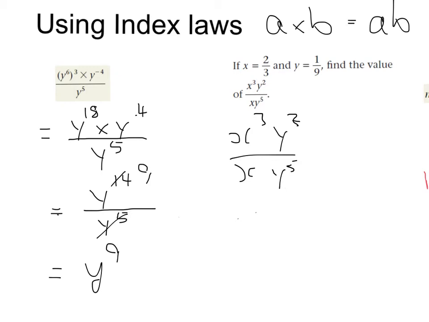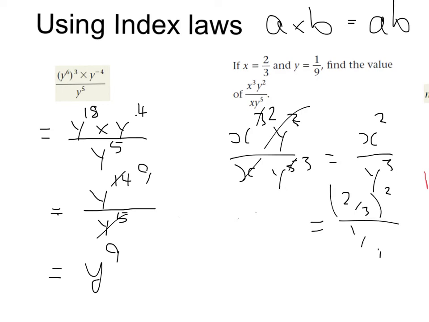So simplifying this, one of these x's gets rid of one of these x's, so we have 2 of them up top. 2 of these y's get rid of 2 from down here, and we're left with 3 down the bottom. So to simplify that, we have x to the power of 2 over y to the power of 3. We can now begin to substitute in the values. So we have 2 over 3 all squared over 1 over 9, and that is cubed. And I'm going to need a bit more space to answer this question.